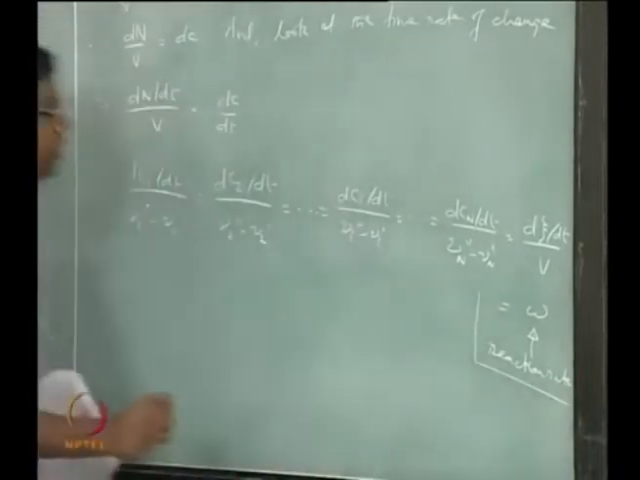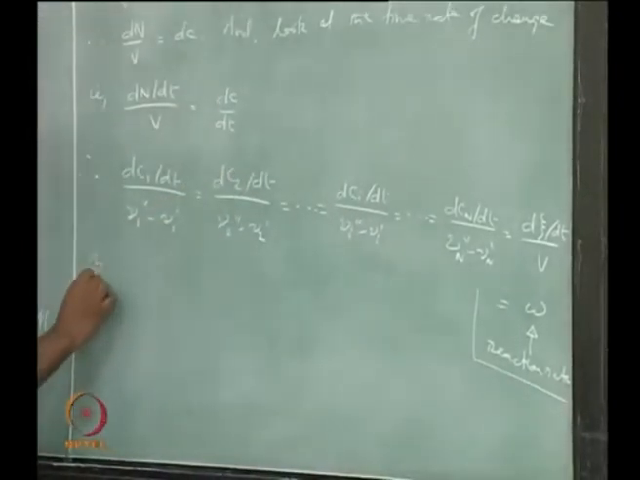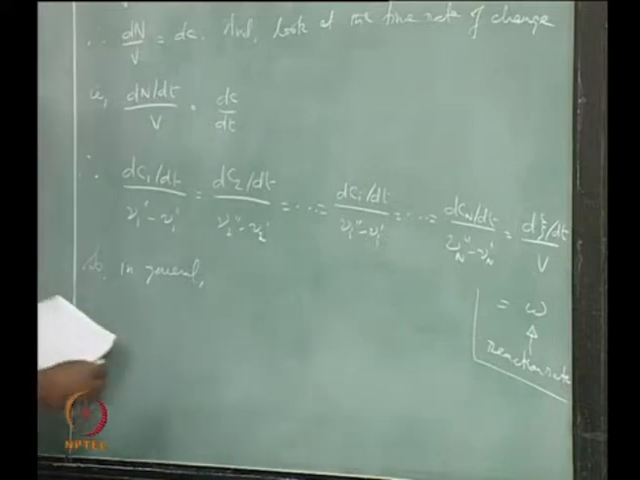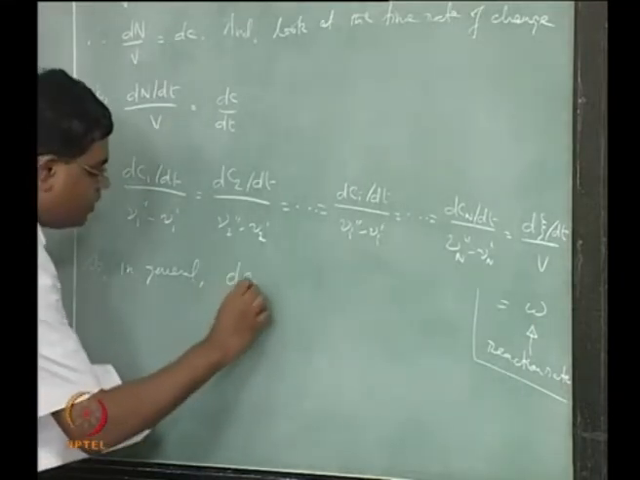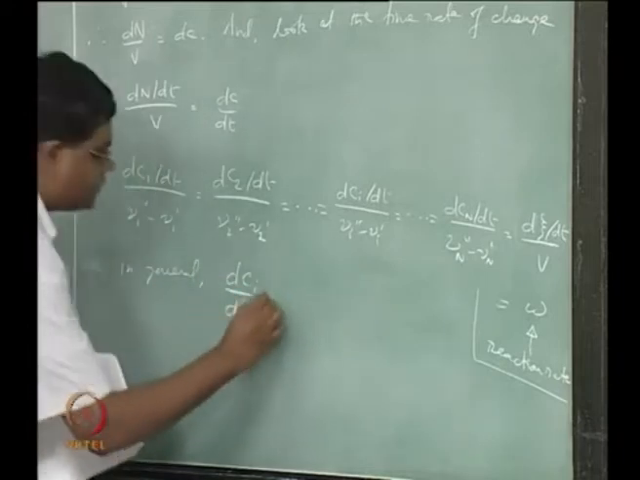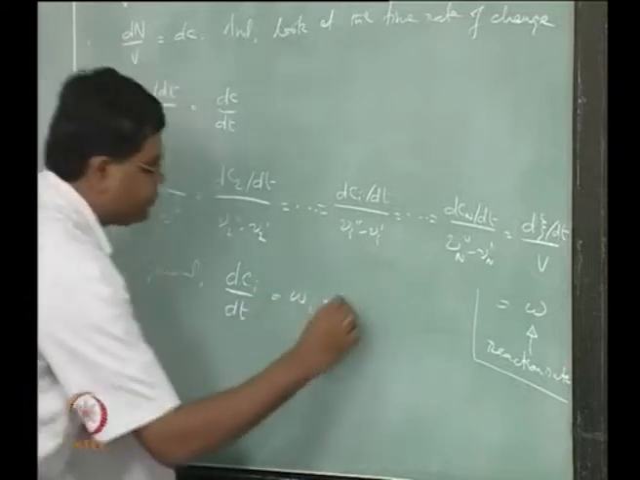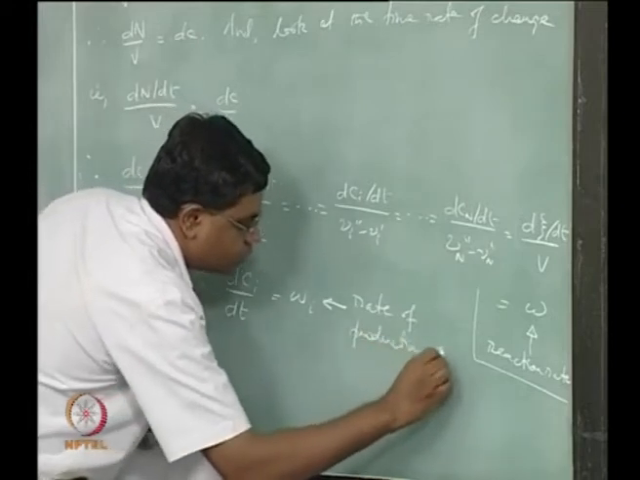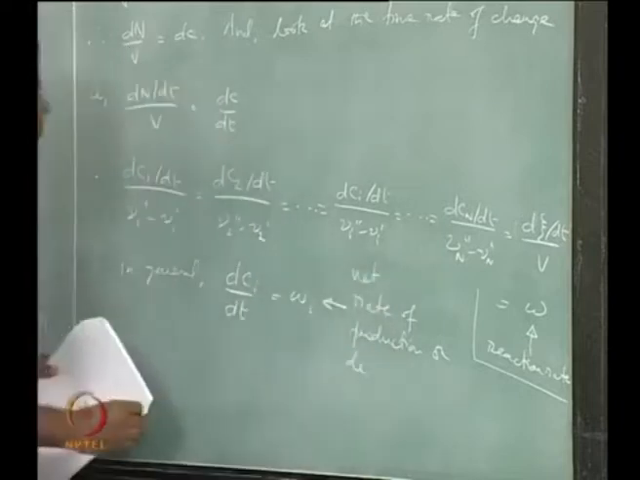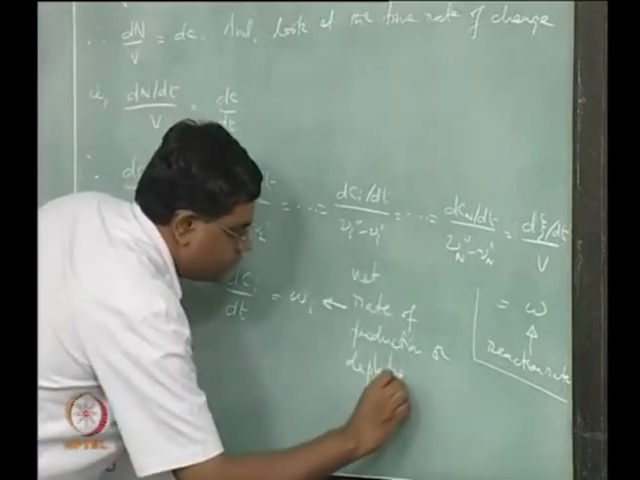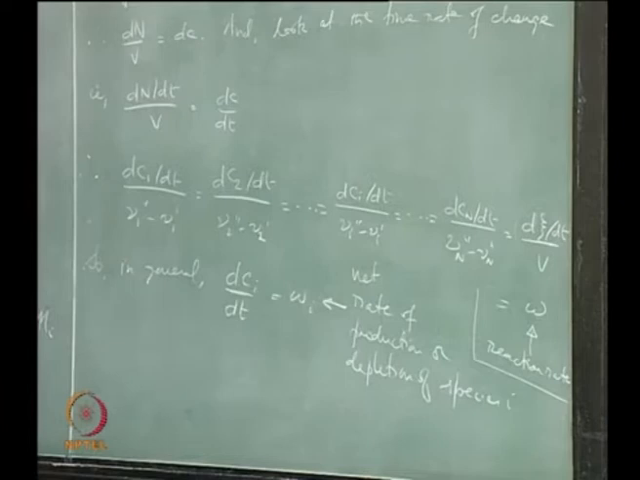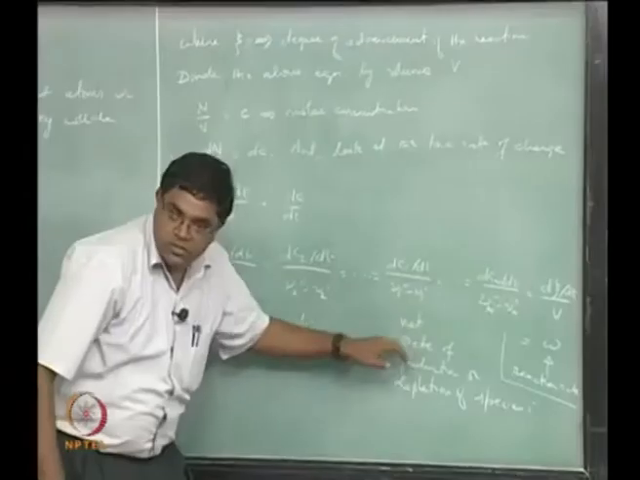So if you now keep that along with that line, in general, we can say dCi over dt, if this is actually omega I, this is the rate of production or depletion. We should say net rate of production and depletion of species I, right? Species I, net rate of production of. I will explain why we are saying net in a few minutes.